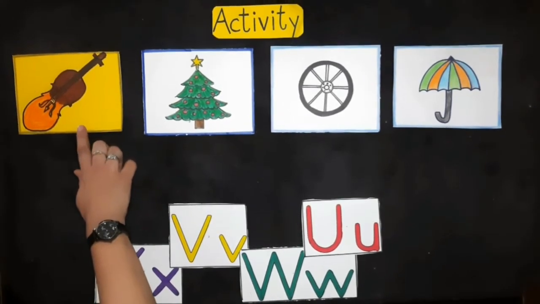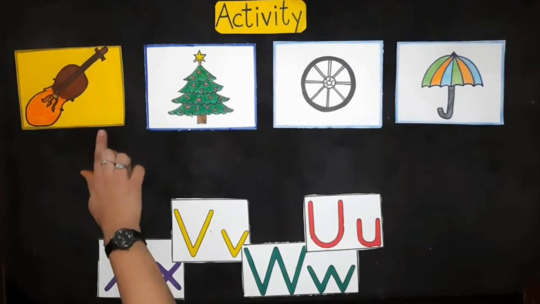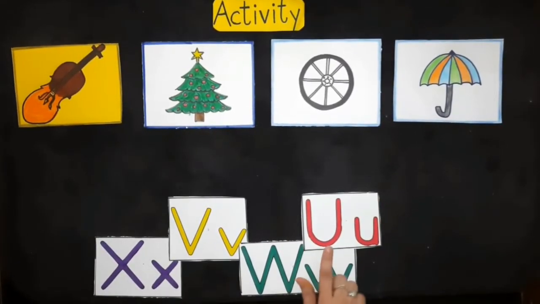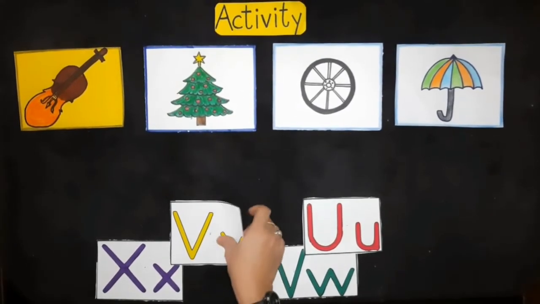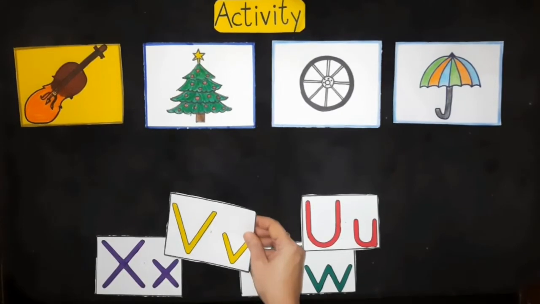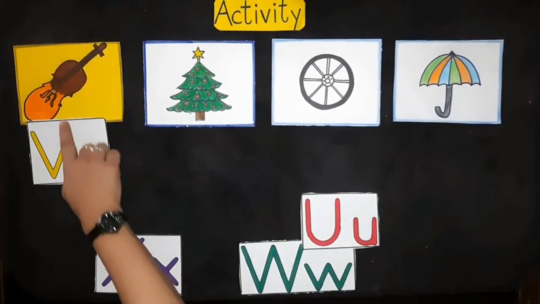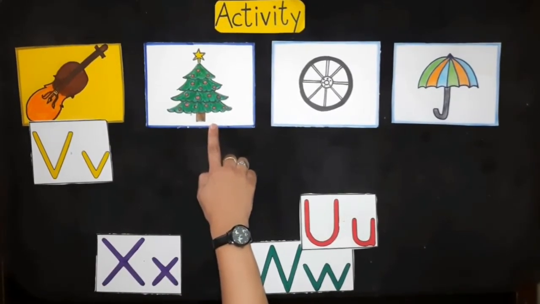Yes, violin. So children, violin starts with which alphabet? V. So where is alphabet V? This? No. This? Yes. So we will place alphabet V under violin. V for violin. Now, which picture is this?